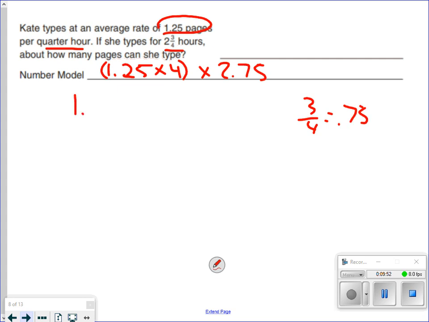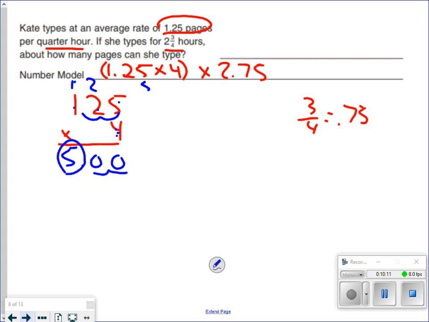So first of all, 1.25, we have to multiply that by 4. I'm going to change colors here so we can look at something else other than red. 4 times 5, we've got 20. 4 times 2, we have 8, plus 2, we have 10. 4 times 1 is 4, plus 1 is 5. I have two numbers in the decimal, so my answer is 5 there. So this part of the problem is 5.